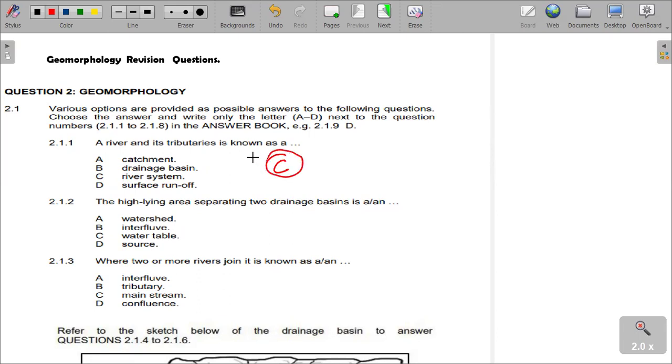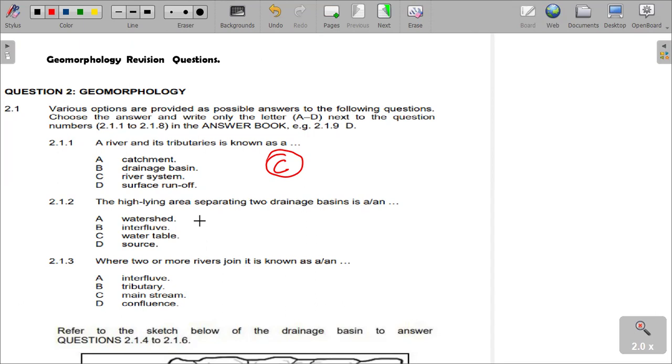Question 2.1.1, the answer is C. When we're talking about a drainage basin, it's an area drained by a river system. And surface runoff is water that flows on the ground, either during or after rain, that drains off the land and does not infiltrate. So the answer is C, a river system, which is a river and its tributaries.